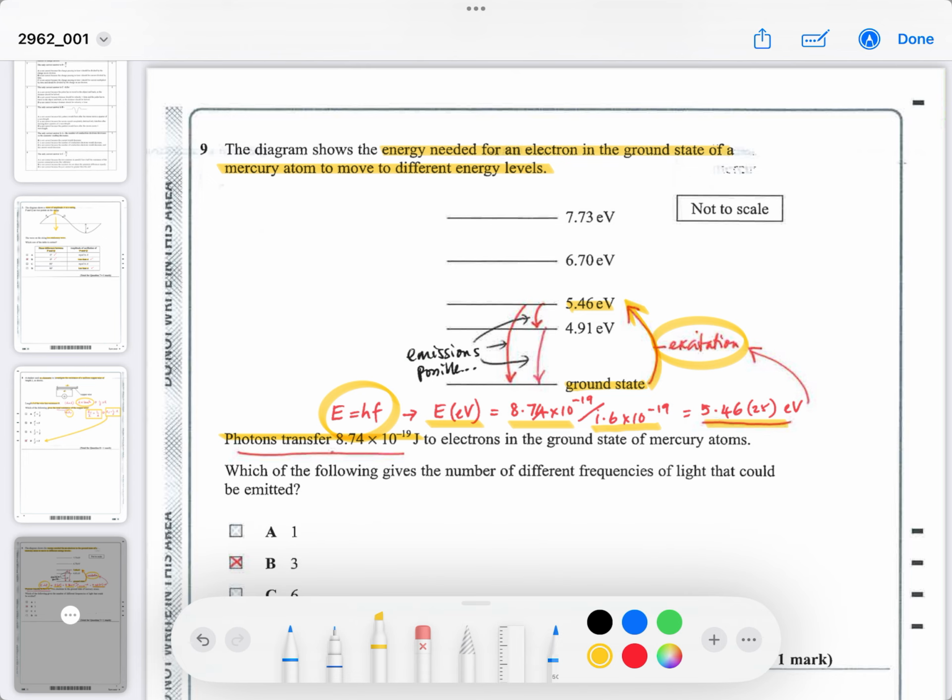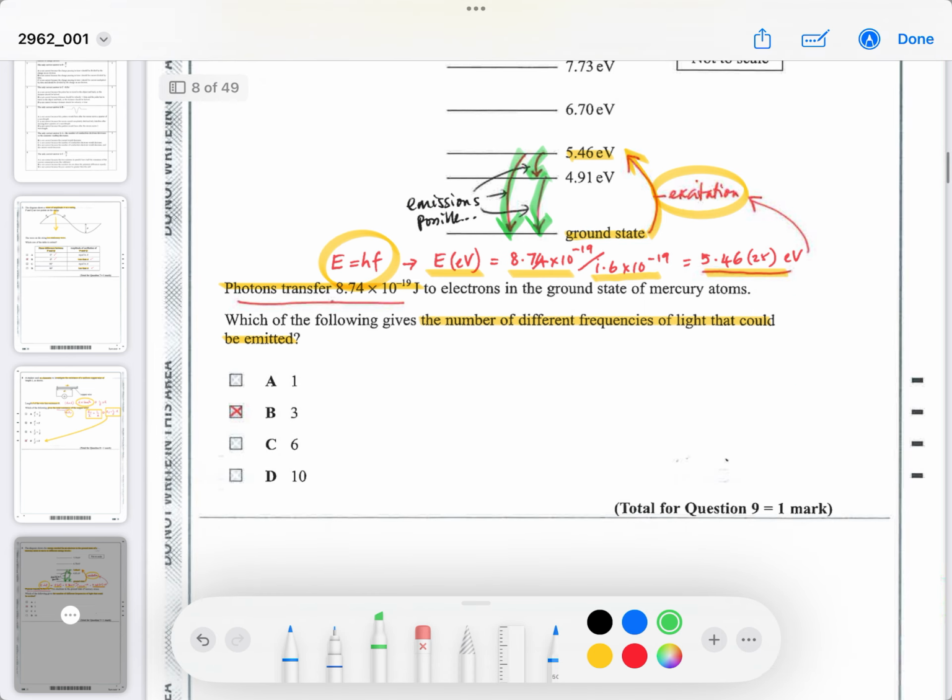So what's the question? The question says, which of the following gives the number of different frequencies of light that could be emitted? So it's absorbed the photon, but what goes up must come down. It can go from the 5.46 state down 1 level, down 2 levels, and after it goes down 1 level, it can go down another level. So there's 3 possible emissions that can be created. So the answer is B.